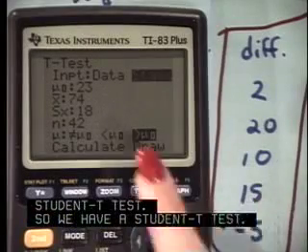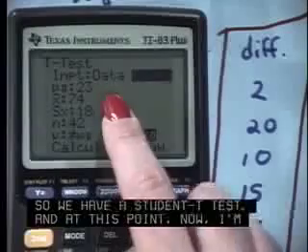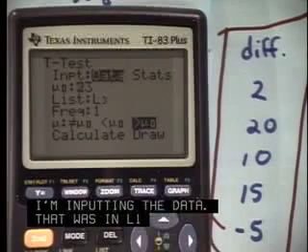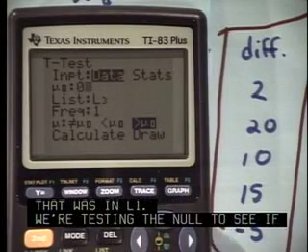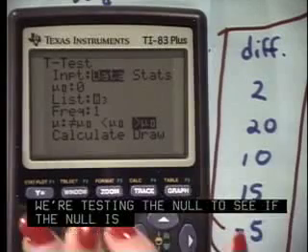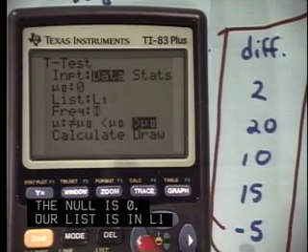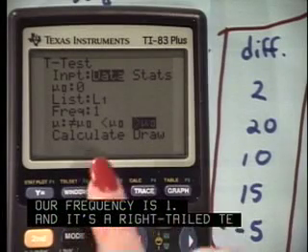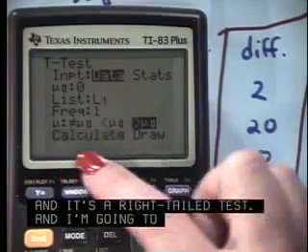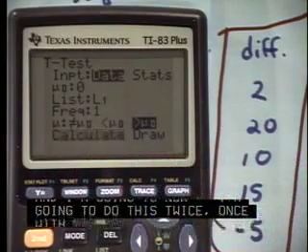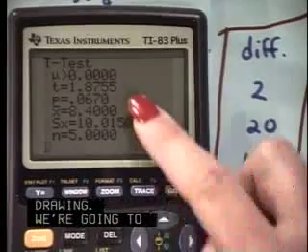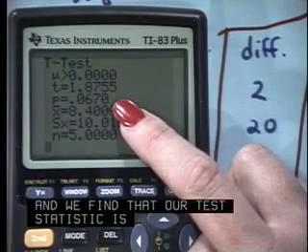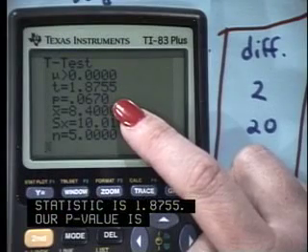And at this point now, I'm not entering the statistics, I'm inputting the data. That was in L1. We're testing the null to see if the mean is 0. Our list is in L1. Our frequency is 1, and it's a right-tail test. And I'm going to do this twice, once with calculating and once with drawing. We're going to calculate, and we find that our test statistic is 1.8755. Our p-value is 0.0670.